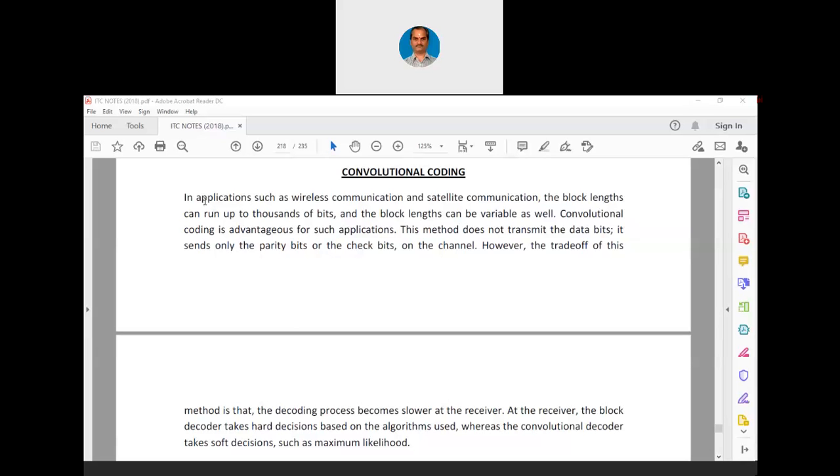In applications such as wireless communication and satellite communication, the block length can run up to thousands of bits, and the block length can be variable as well. Please understand this sentence. In applications such as wireless communication and satellite communication, the block length can run up to thousands of bits. It is not like we are sending 6 bits or 7 bits or 8 bits at a time.